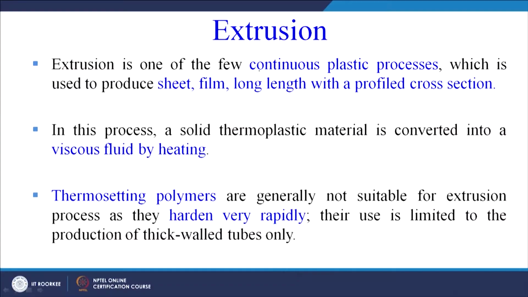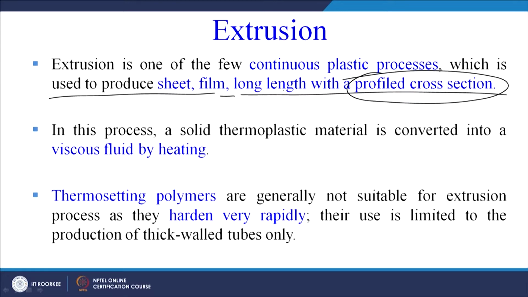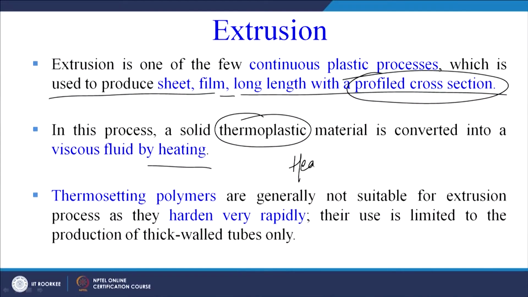So extrusion is one of the continuous plastic processes which is used for sheet, film, long length with a profiled cross section. So we will see some examples of the profiled cross section. In this process a solid thermoplastic material is converted into a viscous fluid by heating. In most forming or molding processes for polymers, there are three broad steps. First one is heating the polymer, then you have to form it or give it the shape, and then you have to cool it to make it solid. So the three things are there.